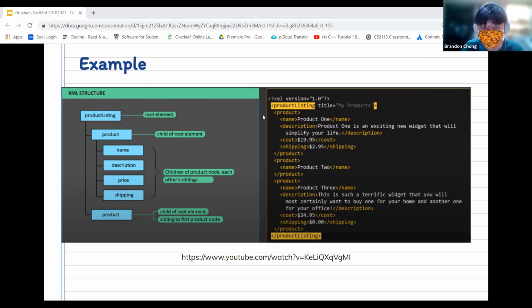And below this metadata, you have your root element. Over here on the right side, the root element is a product listing. Every XML document must have exactly one root element. Inside this root element, you can have nested elements. For example, under product listing you have other elements such as product. These are known as children of the parent, where the parent is the root element. And then again, it can become nested even further. Under product, you have even more children, like name, description, cost, etc.